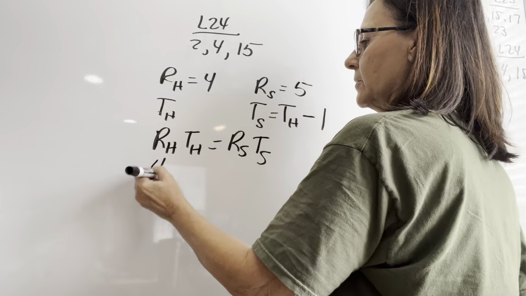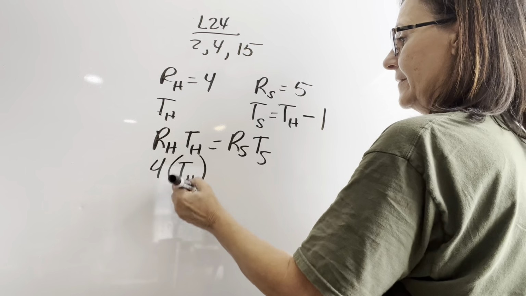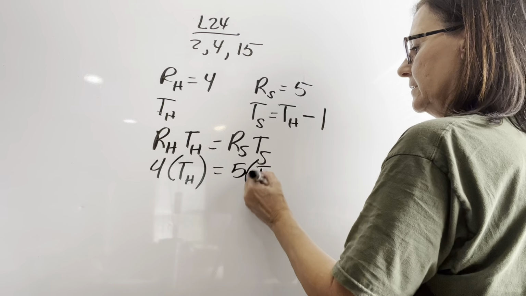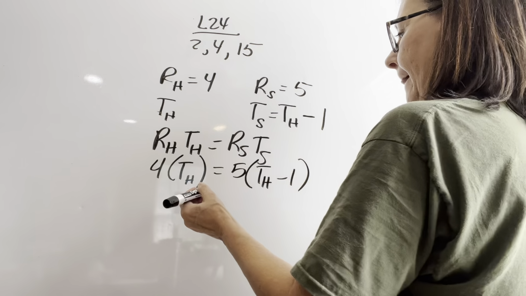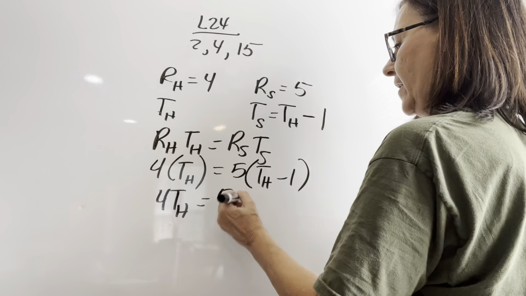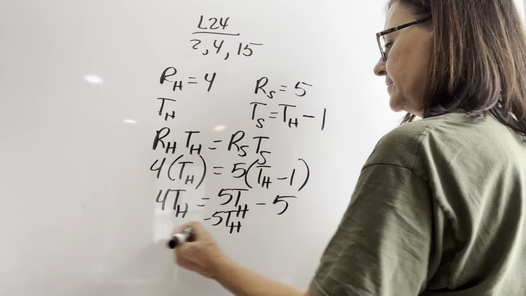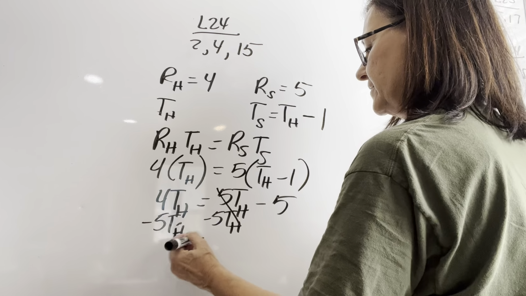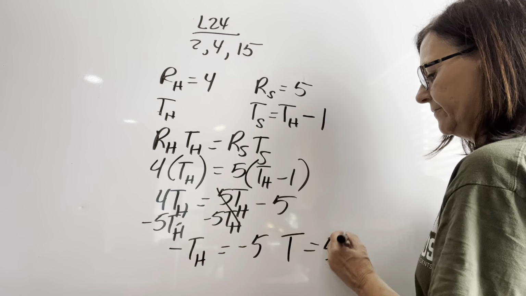All right, so it's 4 times t. That's really how much time it's going to take him, is 5 times t minus 1. So he's got to go faster because he has an hour less. Distributing that 5, that's 4t equals 5t minus 5. Subtracting the 5t on both sides, we have negative t equals negative 5, or the time is really 5.